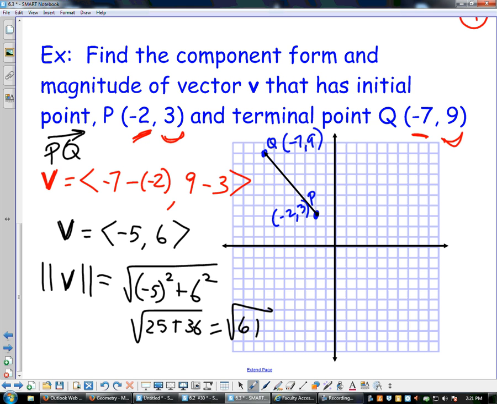Can we not write it as, like, actually solve the square root of 61? We're keeping it exact. Okay. All right, moving on.